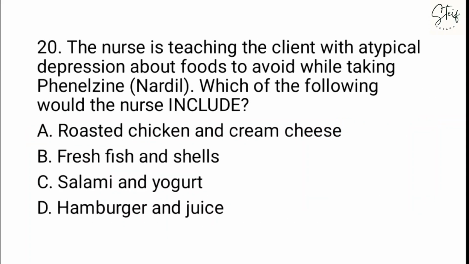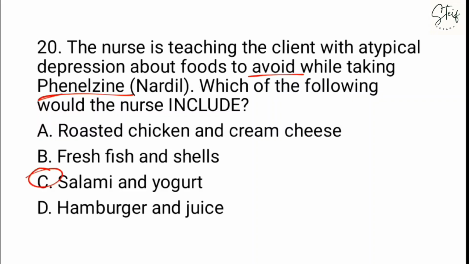The nurse is teaching the client with atypical depression about foods to avoid while taking phenelzine. Which of the following would the nurse include? Phenelzine po is MAOI drug po, antidepressant. Which of the following would the nurse include daw po? A. Roasted chicken and cream cheese. B. Fresh fish and shells. C. Salami and yogurt. D. Hamburger and juice. Our answer here is letter C.